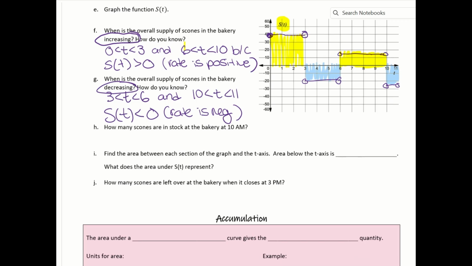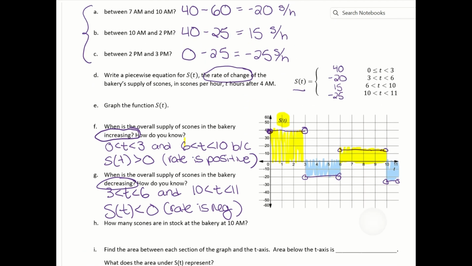So how many scones are in stock in the bakery at 10 a.m.? We want to know at 10 a.m. So when does that occur? What hour? That occurs at the 6th hour because they open at 4 a.m. So we want to know how many scones are in the bakery when we've hit this point.